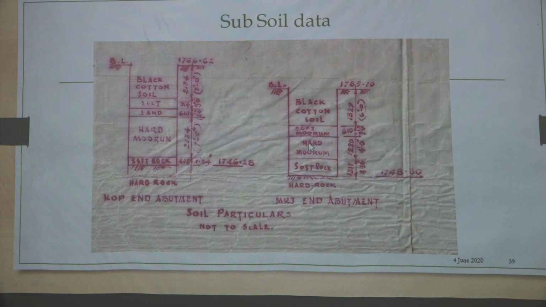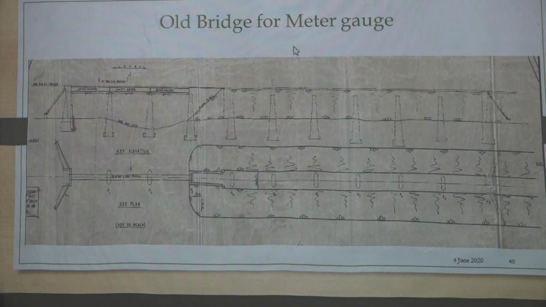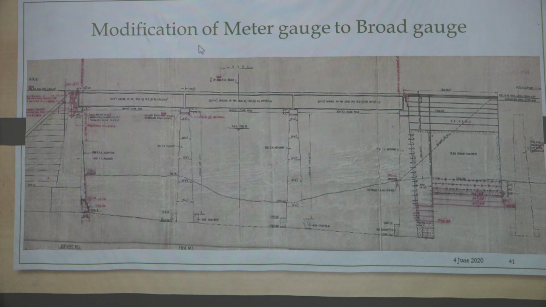Now, this particular segment of railway is operated on the broad gauge, and the railway is now trying to have certain kinds of fast vehicles on that particular track. This is the old bridge for the meter gauge. During the modification of meter gauge to broad gauge, some strengthening was obviously carried out to these piers, and these piers you can see here.